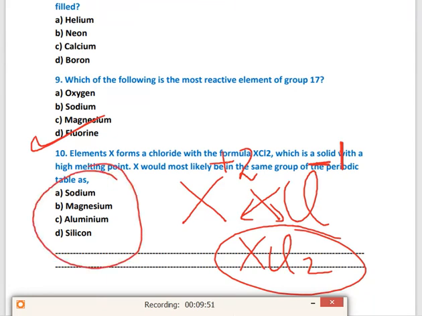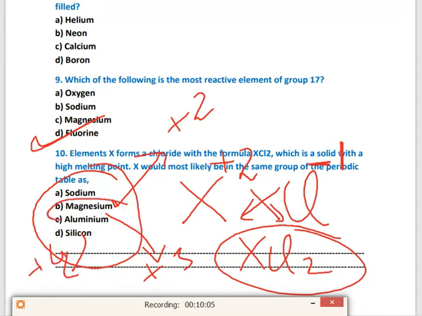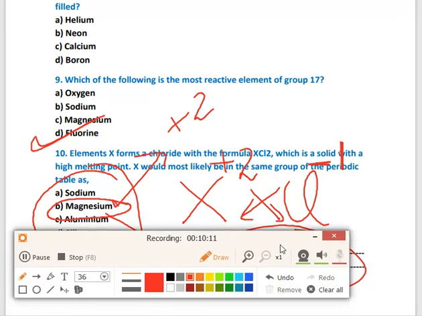Sodium doesn't have a valency of +2, it will have a valency of +1. Magnesium, yes, magnesium will have a valency of +2. Aluminium has a valency of +3, and silicon will have a valency of +4. So among these, magnesium is the correct answer. Magnesium can form a chloride of the formula XCl2.